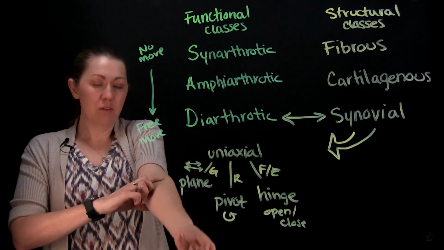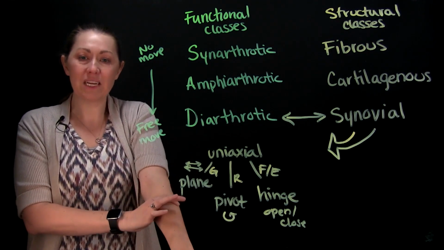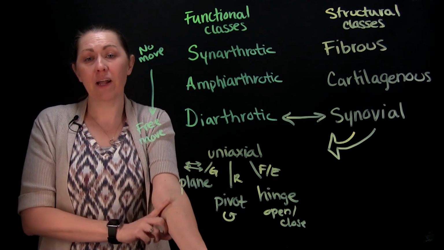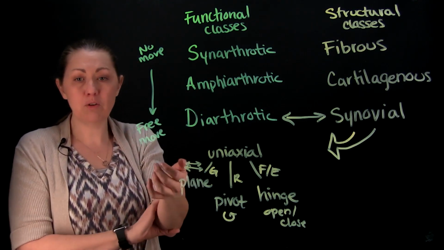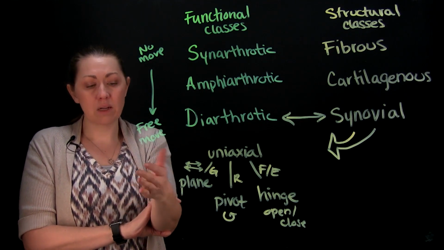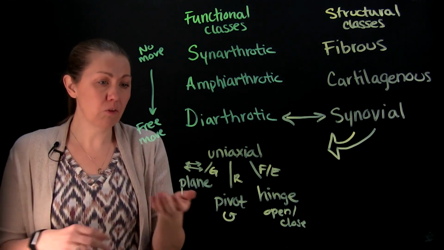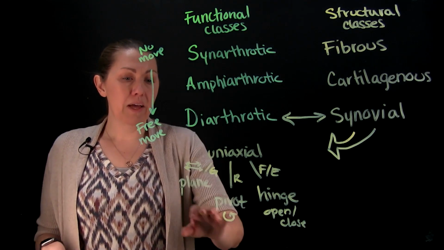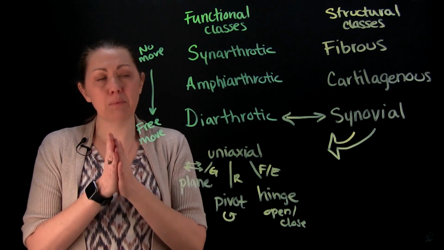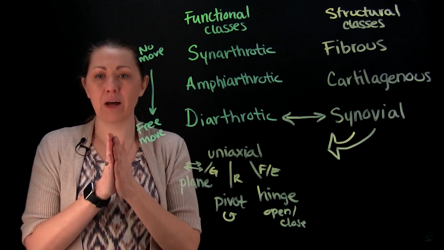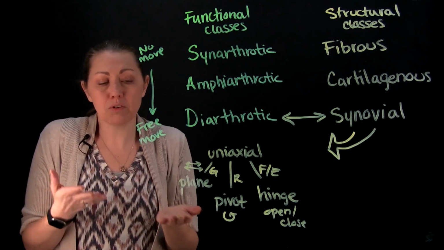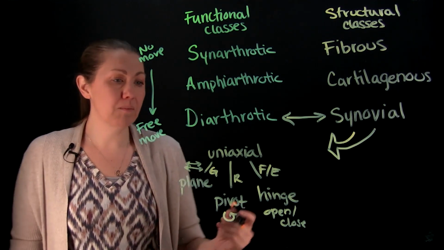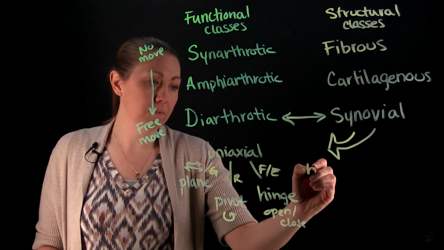So let's come down here. It's a little bit harder to see, but I can twist here. That's the head of the radius pivoting around that notch that's in the ulna, allowing you to pronate and supinate. And so you're just twisting within that transverse plane. And then your plane one, the plane that you're working in, or the gliding ones, that really just depends on where those flat surfaces are. But you're still not going very far, and you're only working in one direction. This is different than something that would be classified as biaxial.